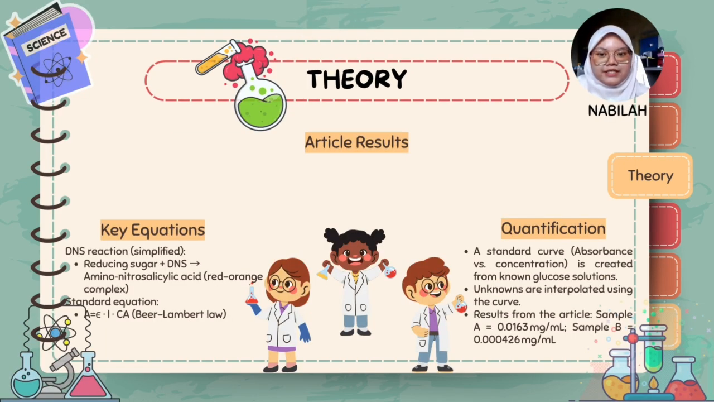Now we look at the key equation. The DNS reaction simplified: reducing sugar plus DNS becomes amino-nitrosalicylic acid. It shows a red-orange complex. For the standard equation, we use the Beer-Lambert law.